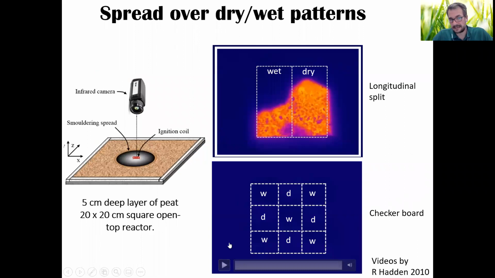This is after it ignites. I want to show you a little bit more of the imaging that you can do from the top. You're seeing the infrared from the top. This is a layer of peat from the top. Here is a section that is dry, and here's a section that is wet. You can see how the dry is faster than the wet. It's just to show you the principle of the importance of moisture. Not only that if it's very wet, it will never ignite, but even if it ignites, depending on the amount of water, it will go faster or slower.